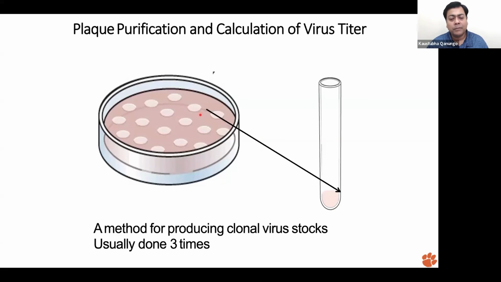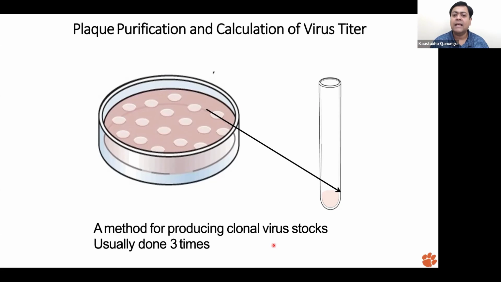From that plaque assay, we again take the virus, and we usually do this 2 or 3 times. Once you have done that, you assume that by the second or third time, the chances of 2 different viruses getting into the same cell are much, much less. That's the reason we do it 2, 3 times. So after 3 times, you should usually have a clonal virus stock.